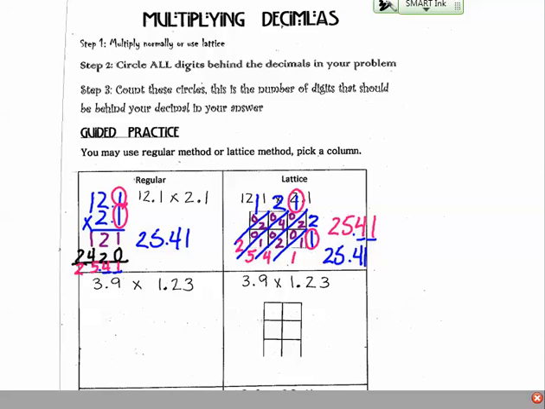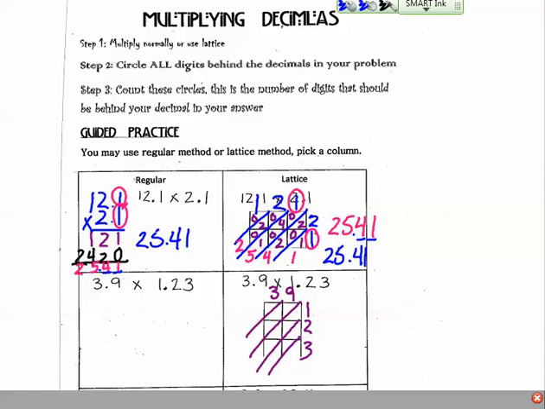Okay, so let's go to the next problem. 3.9 times 1.23. We're going to go ahead and set up our lattice. The 3 and the 9, and then the 1, 2, 3. Go ahead and do your diagonals. And if you need to hit pause, or you need the sub to hit pause, just raise your hand, don't shout out, and they'll hit pause for you.